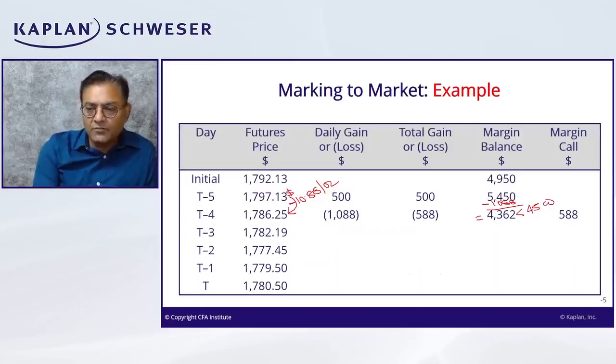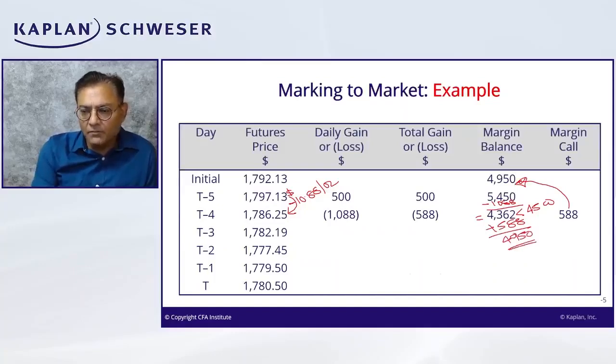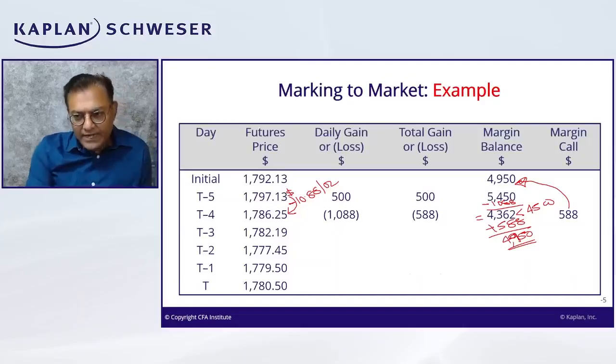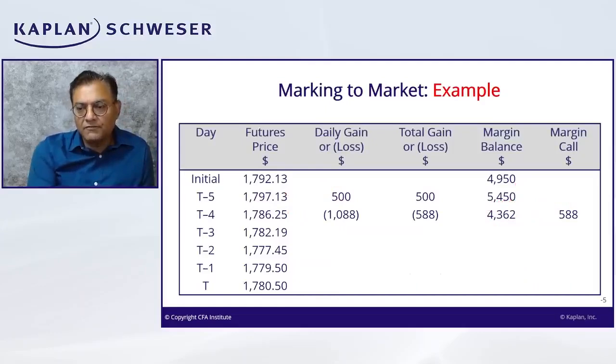And that variation margin is not equal to what is required, 138. Rather, it is 588 to ensure that my margin balance reverts to the original margin of 4,950. All right, so that is my margin call. Now, after the transaction occurs, my margin balance is 4,950.